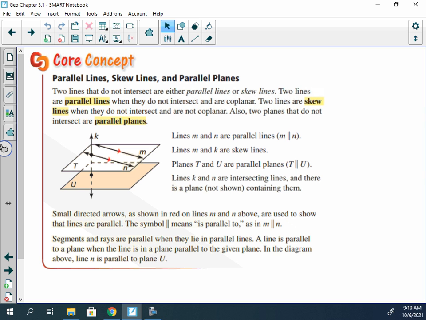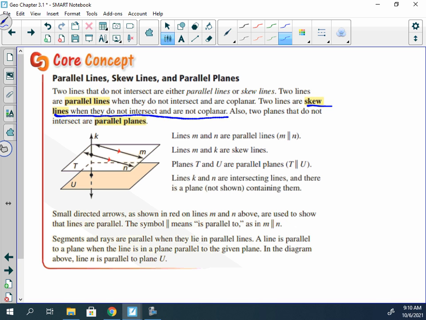They lie in the same plane for them to be considered parallel. Now, if they do not intersect and are not in the same plane, we would call them what? Skew lines. Skew lines do not intersect and are not coplanar. Also, we can call two planes that are parallel to each other parallel planes. So really, parallel lines are two lines that are contained in the same plane and never intersect.